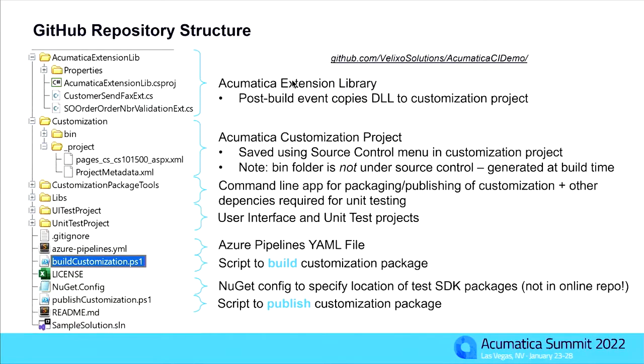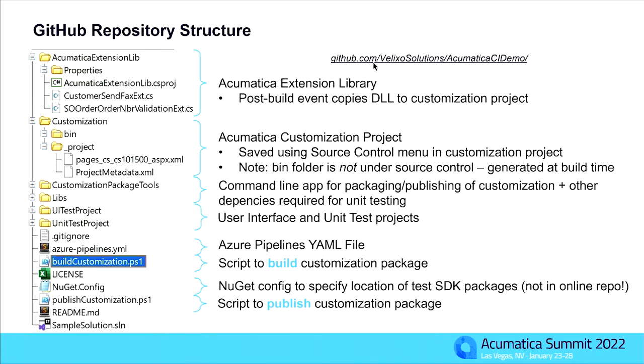Okay, so let's continue and take a look at the GitHub repository structure. This is a screenshot of the GitHub repository structure. You have the URL, so you could actually open it right away on your machine: github.com/vlixosolutions/Acumatica CI demo. The first folder, Acumatica extension lib. This is a standard Acumatica extension library. I created a very simple project with 2 graph extensions. That's it. So that's my first folder. It is in the GitHub repository. Whenever I make a change or add something to my customization, I will be modifying this and then pushing it.